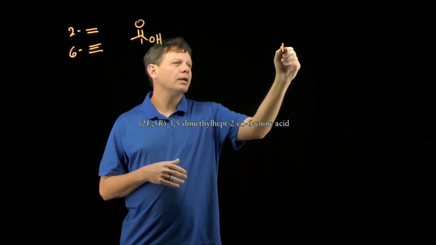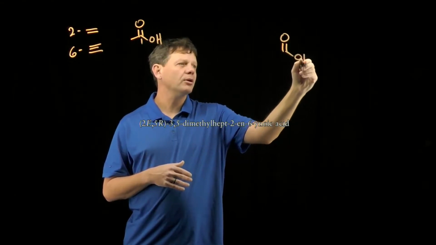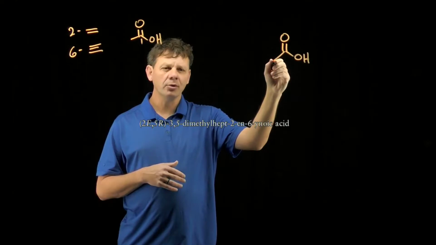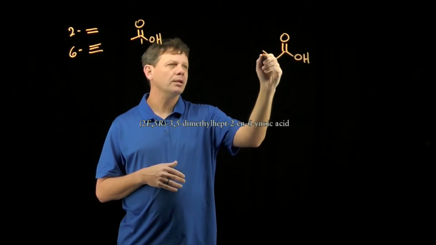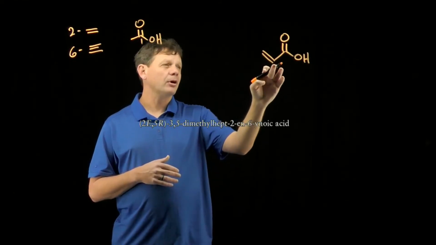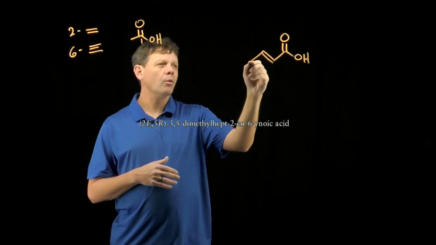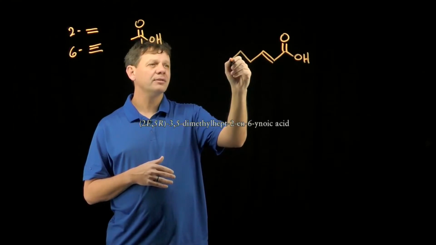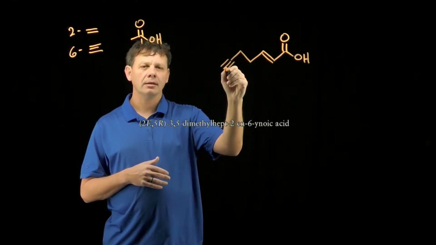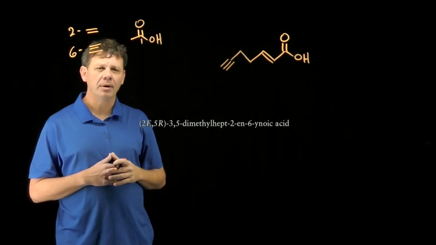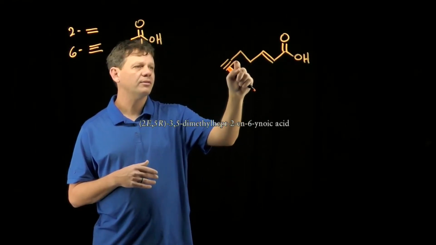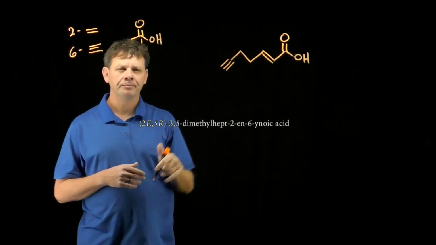We'll start by drawing the carboxylic acid over here as carbon number 1. We're going to go to number 2, which we know is going to be part of a double bond. That there. That's carbon 2, carbon 3. We'll go 4, 5, 6. 6 is where the alkyne starts. And that should be the end of the molecule because we've drawn 7 carbons. 1, 2, 3, 4, 5, 6, 7.